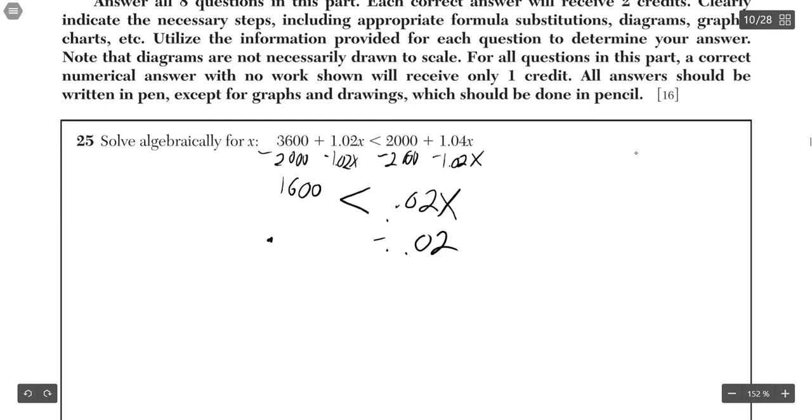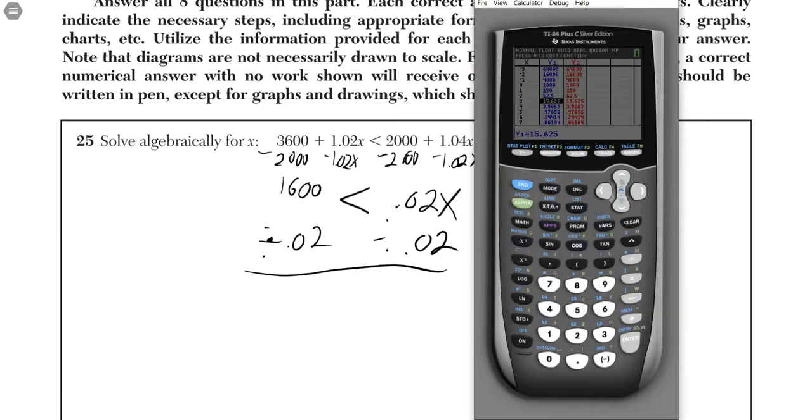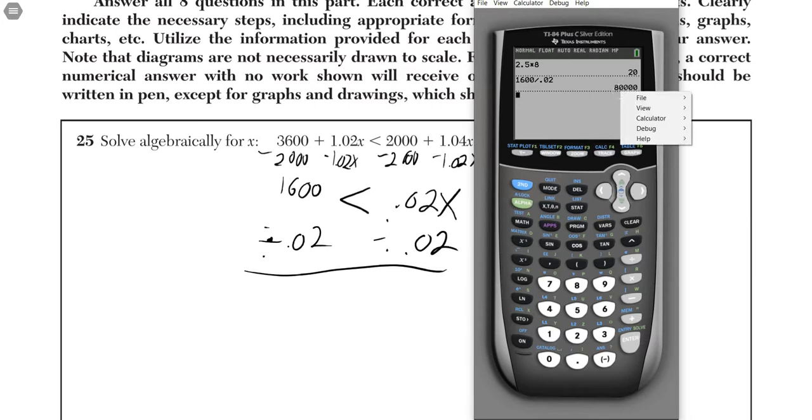If we were dividing by a negative or multiplying by a negative number, we would have to flip this sign, but we're not, so we don't have to do that. And we get 80,000.